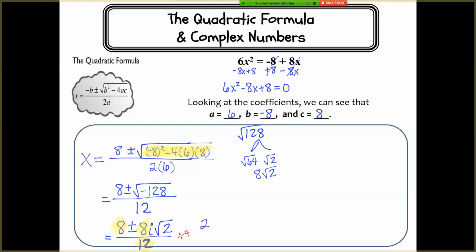That gives me 2 plus or minus 2i. The square root of 2 stays in there. Divided by 3. And that right there would be my final answer. So I took 8, 8, and 12, divided them all by 4 to get my reduced final answer.